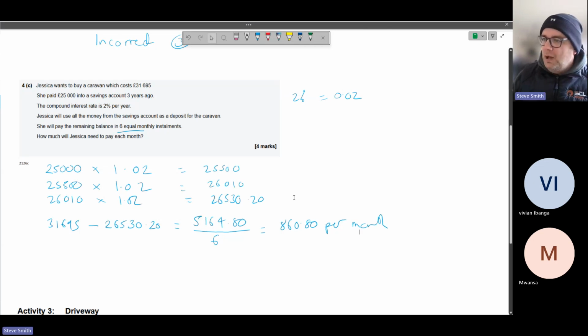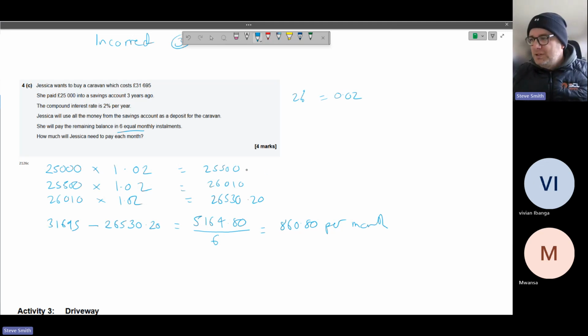And that's your 4th mark. So you've got your 1st mark here for doing your bit by bits. It might even be 2 marks for that because it's a 4-mark question. Then you've got your taking away for your 3rd mark to find out your end instalment, and then dividing it by 6 for your 4th mark. So you're actually getting 2 marks here for doing the equals part.